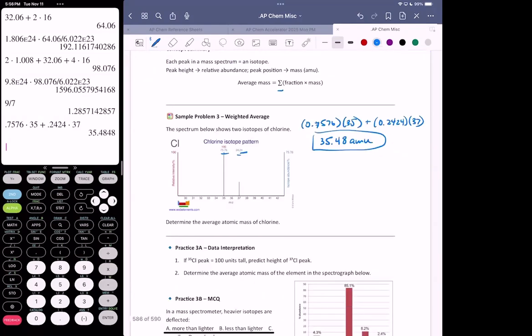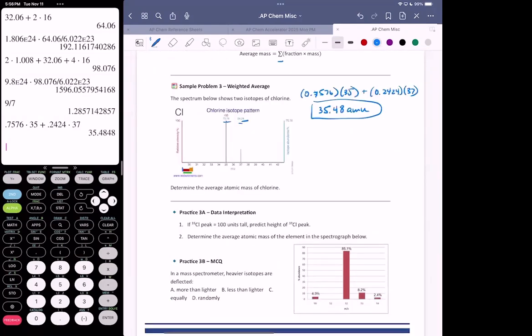Data interpretation. Number 1, if the 35 chlorine peak is 100 units tall, predict the height of the 37 chlorine peak, chlorine 37. And then I'll let you do that one, and then we'll go on to number 2. I'll give you about a minute to figure that one out.